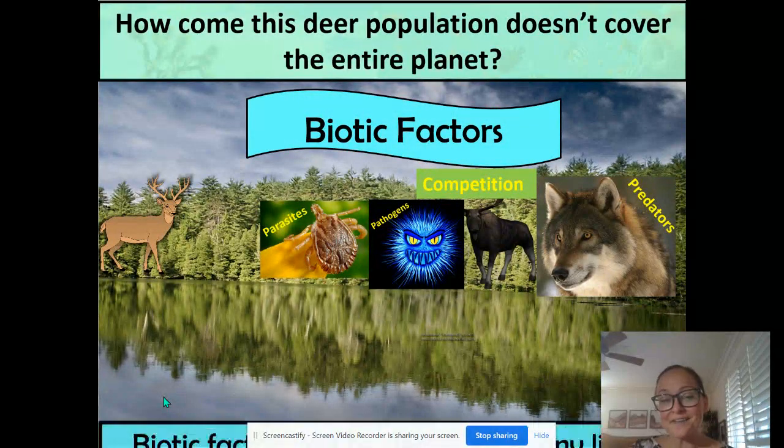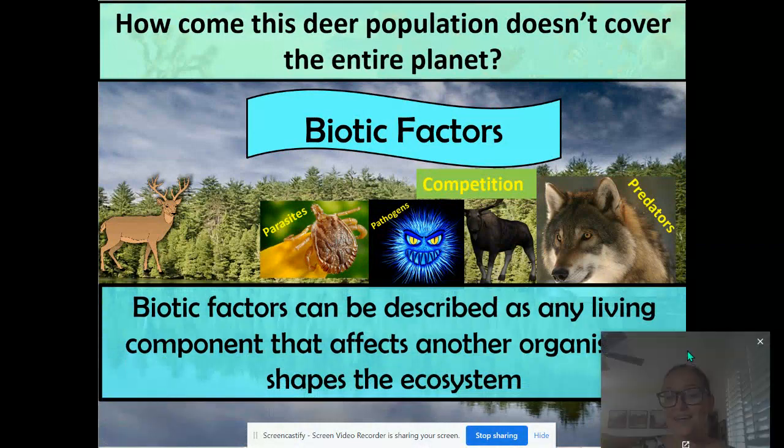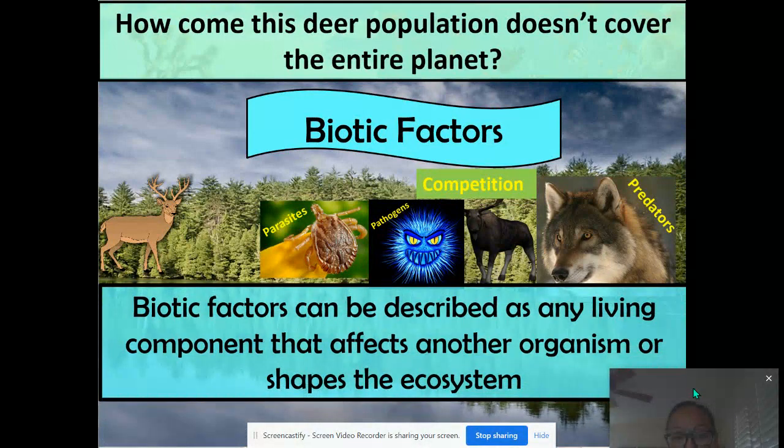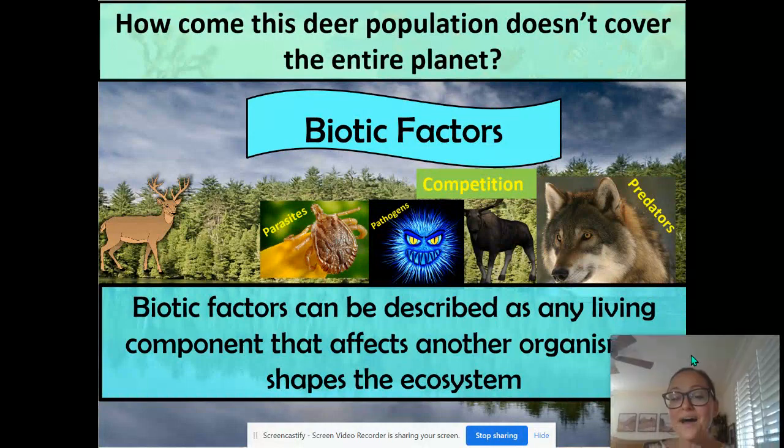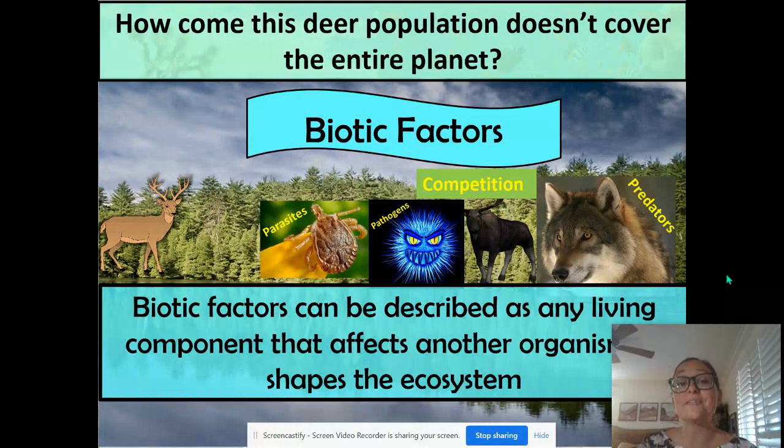These biotic factors are basically living components that affect another organism or help to shape an ecosystem. So biotic factors are your living things that can influence population sizes, as well as community ecology and ecosystems. Biotic factors are your living factors that can influence populations.